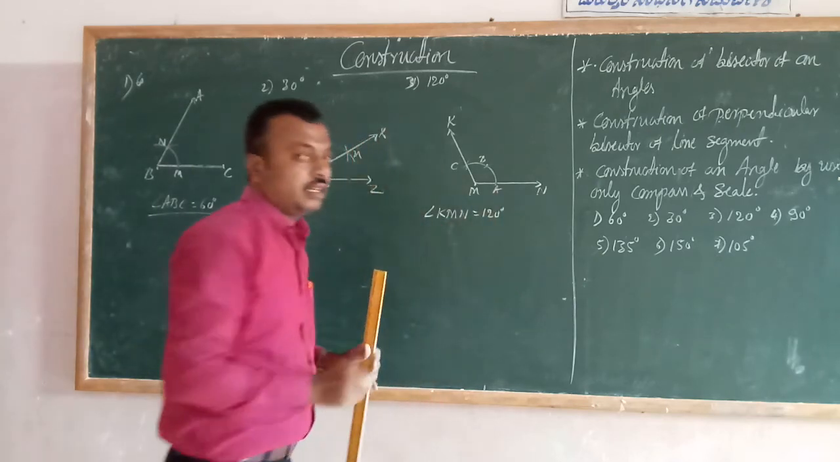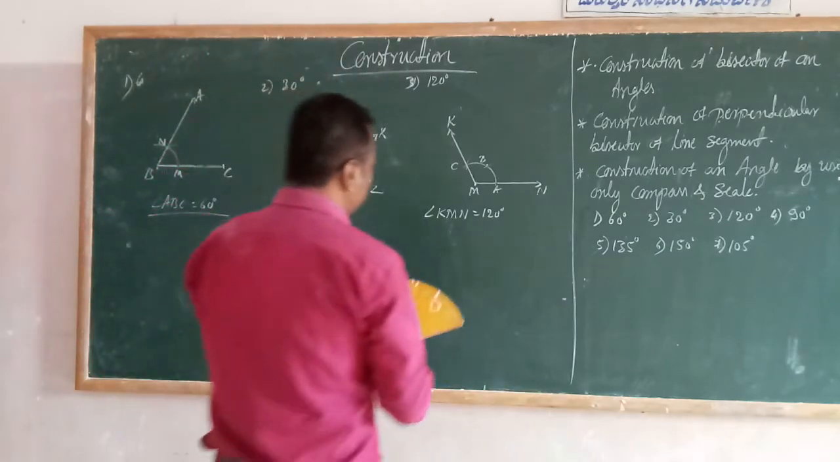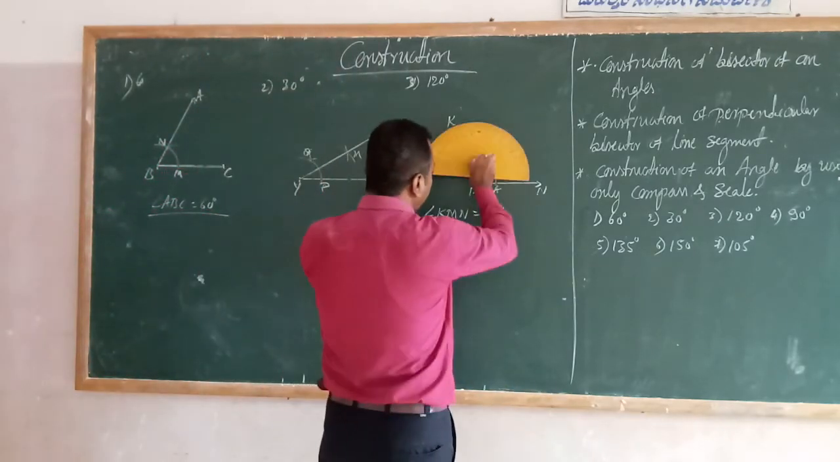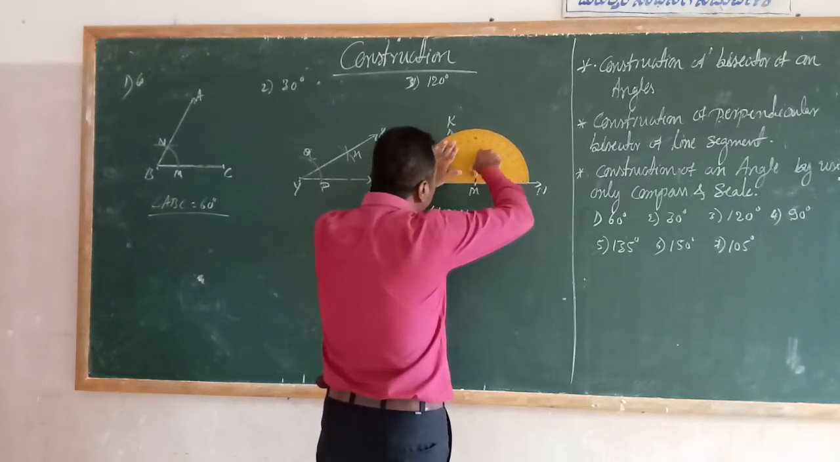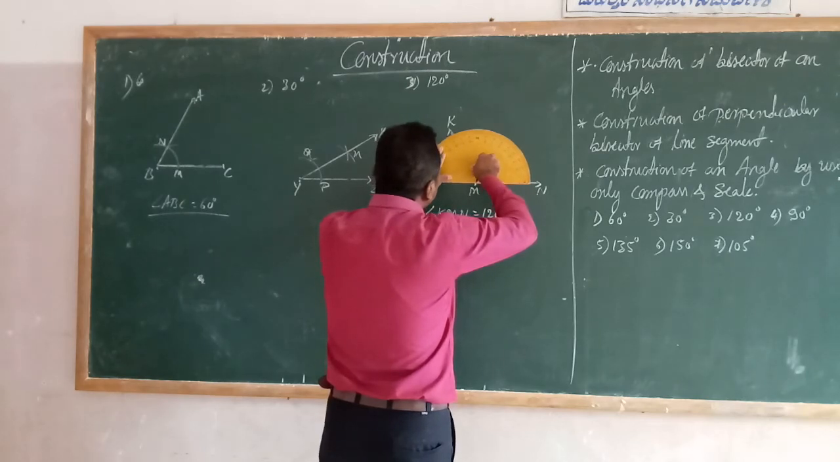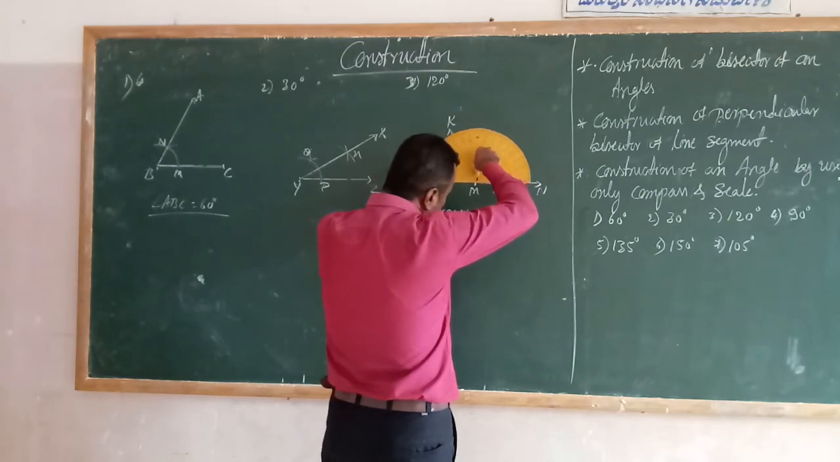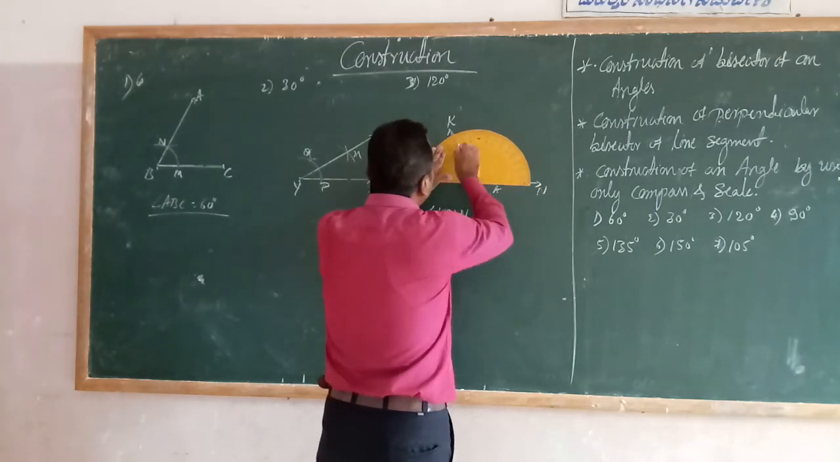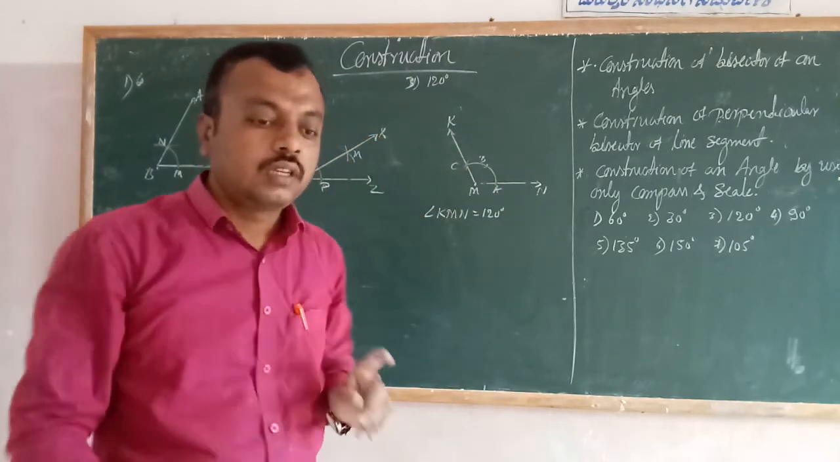So let me check it with the protractor. See, keep it on the point M. You already know how to measure angles using the protractor. See, this is equal to 120 degrees. Okay, is it right? So likewise you have to construct at home.